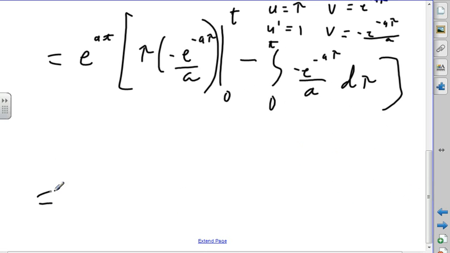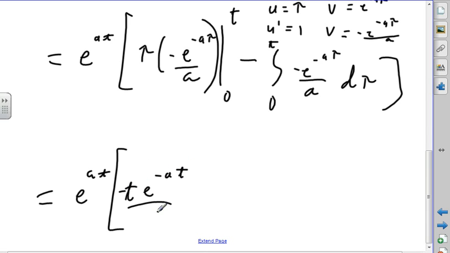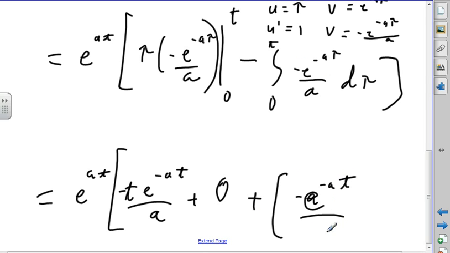All right, so I'm going to have e to the a t. I put a t in for tau, and I got t minus t e to the minus a t over a. I put in a 0, and I'm going to get plus 0. All right, minus, now I'm working on this interval, and the minus becomes a minus, and I get a plus. Okay, that's fine. And I get minus a minus e to the minus a tau over a squared, evaluated at 0 and t.